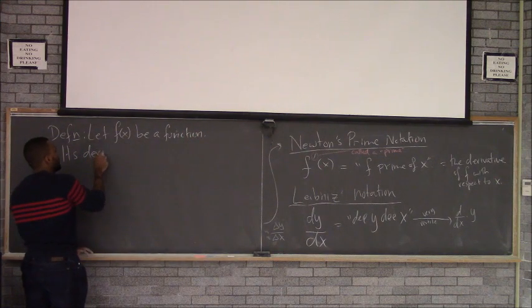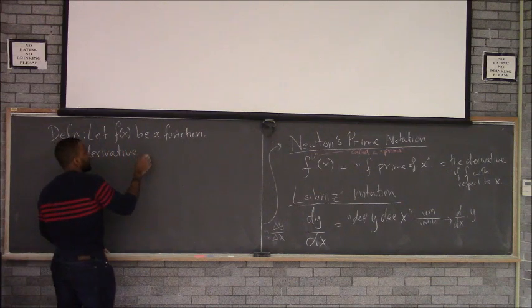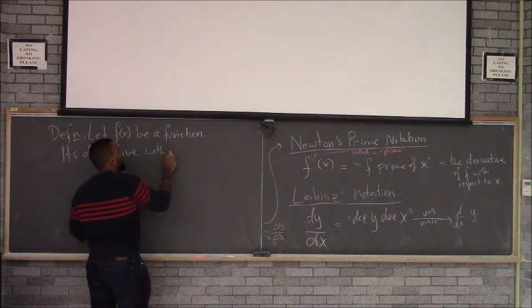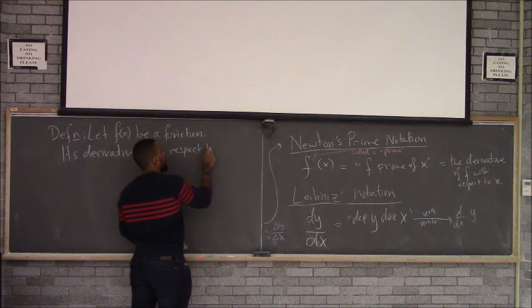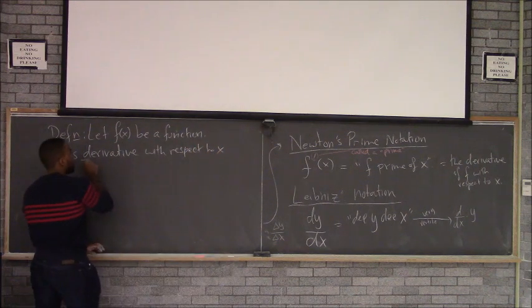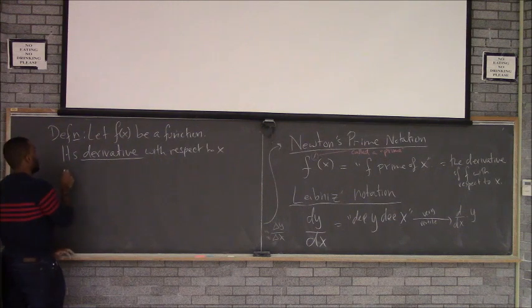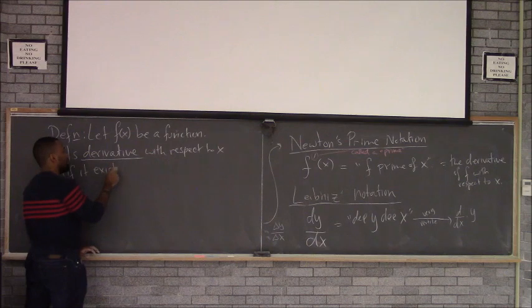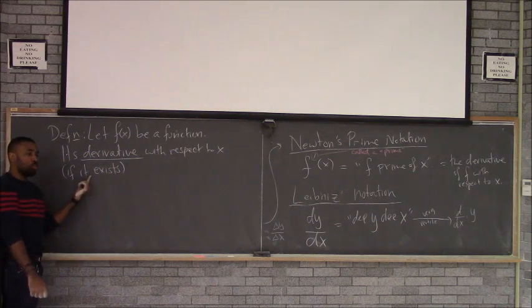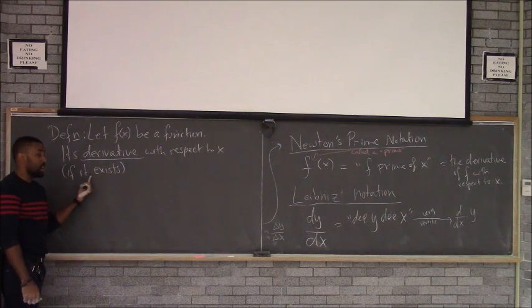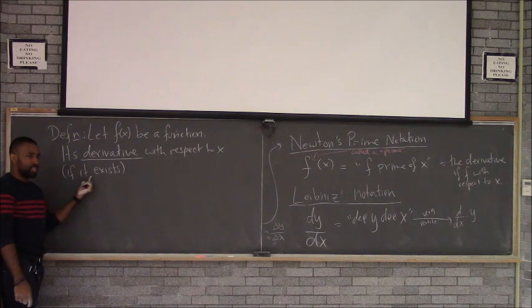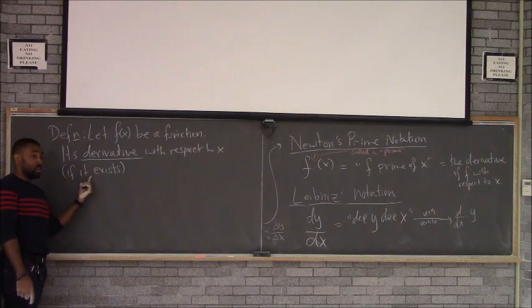Its derivative with respect to x, so defining what a derivative is, if it exists. Now, it's a limit. We are aware that it's possible for limits to not exist. And the derivative, it's important, but it's also just a limit. So it has all the drawbacks that a limit has. So it is possible for a derivative to not exist.